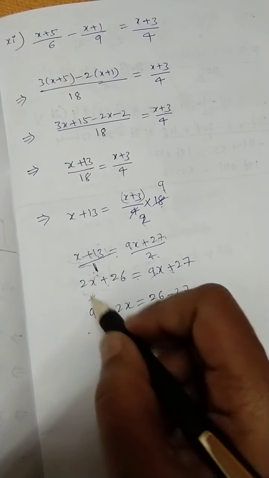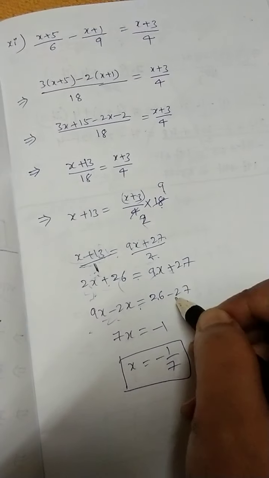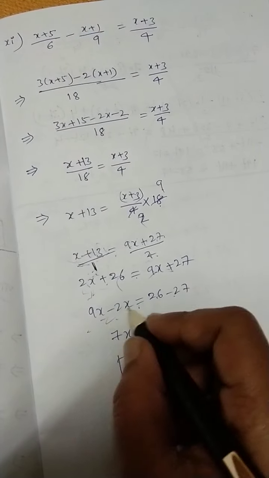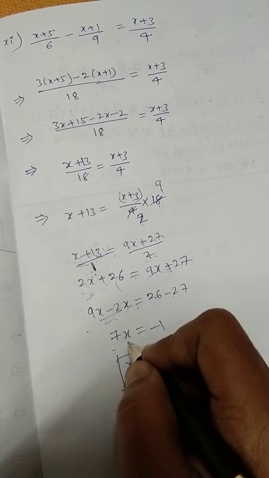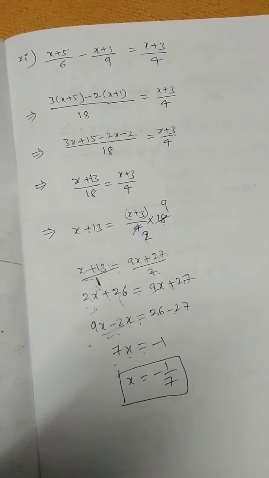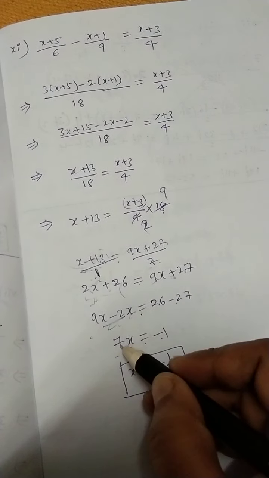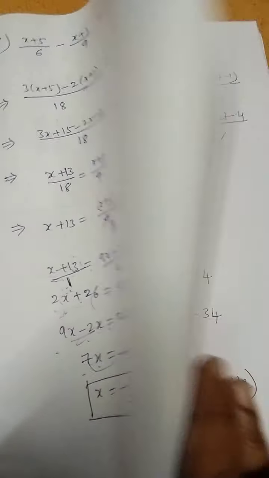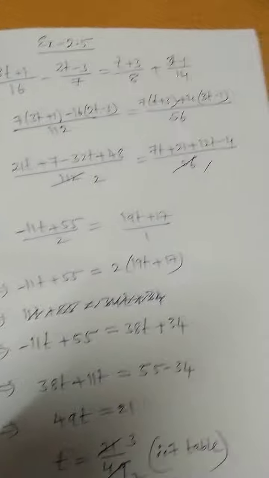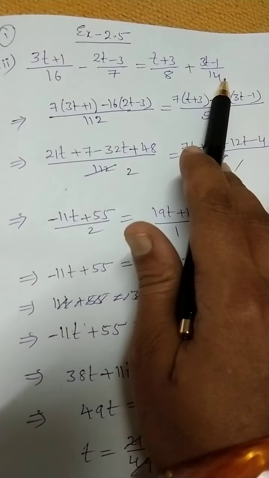Now 9x minus 2x is equal to 26 minus 27. Now 9x minus 2x, if you do the subtraction, you will get 7x. 7x is equal to minus 1. x is equal to minus 1 by 7 we can write. Why? Because the transpose of multiplication will give division. Okay, next, the last one in this question. This is the given equation.